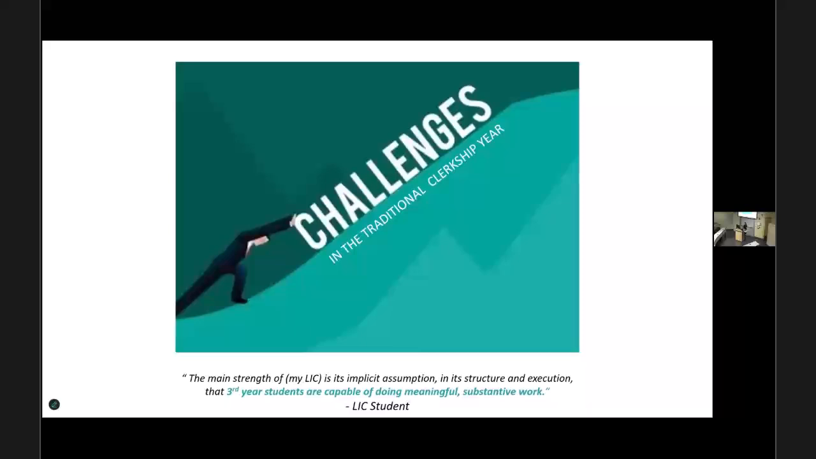And so these are the sorts of challenges and limitations of the traditional block model that made the foundation for thinking about what an all LIC model would look like. This is a quote from an LIC student. The main strength of my LIC is its implicit assumption in its structure and execution that clerkship students are capable of doing meaningful substantive work. And that's really a huge part of the why for this, to empower students to be meaningful participants in the care of their patients.